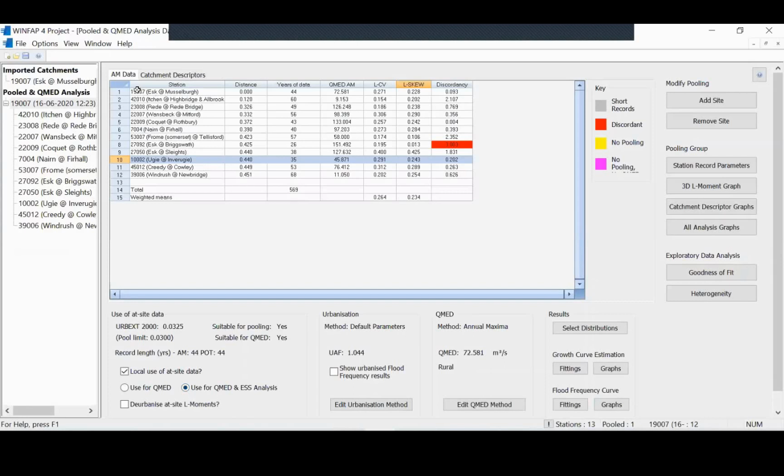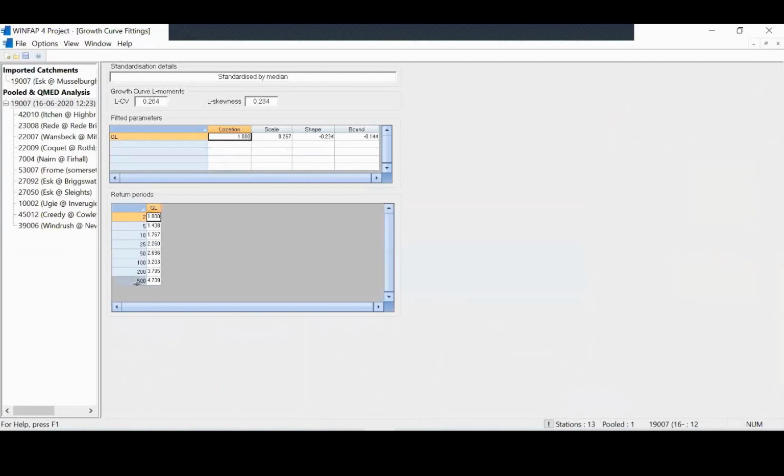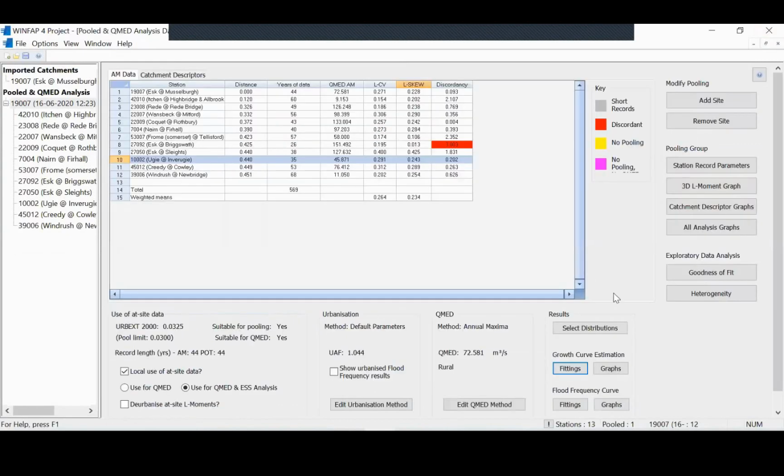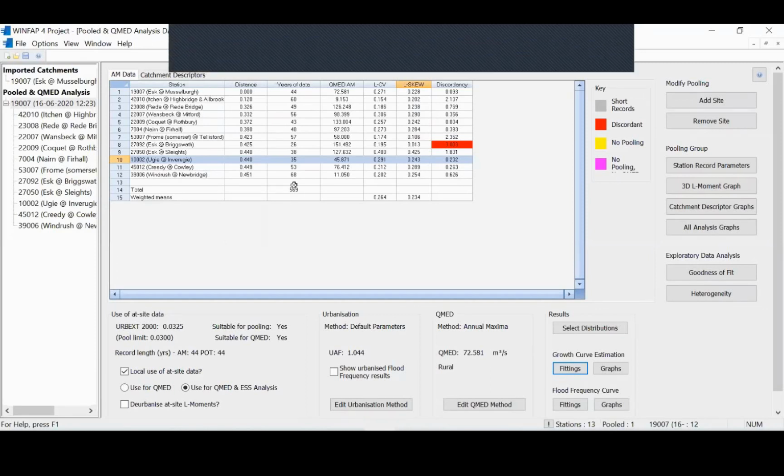you can see that the station has been added to the pooling group. It's at the top because it's the most similar to itself. So you can see the distance measure is 0. It has got the highest weighting in the pooling group, and therefore that has an impact on the growth curve. So if you have a look at the growth curve fittings again, that 500-year event went slightly up, I believe, to what it was just based on the pooled analysis. And this is kind of the best of both worlds. So we're incorporating the gauging station data we've got, but we're also supplementing that with the pooled analysis. So we've got a lot of station years in our record.